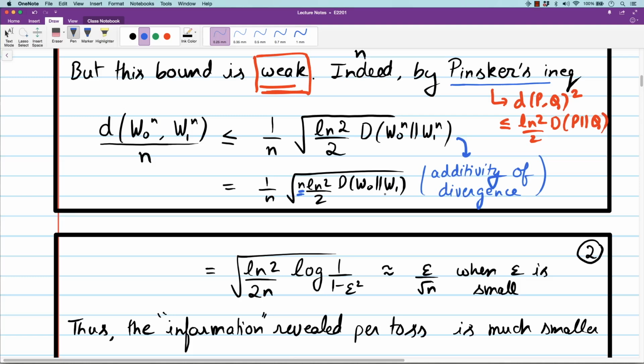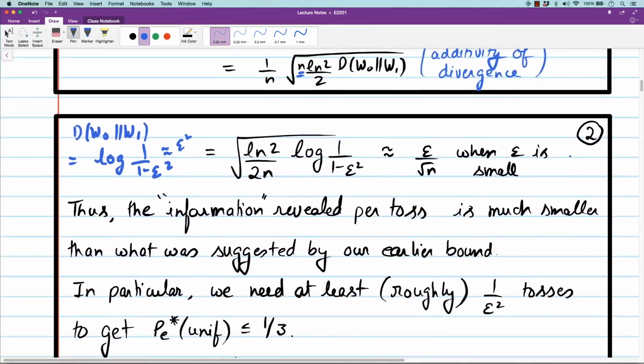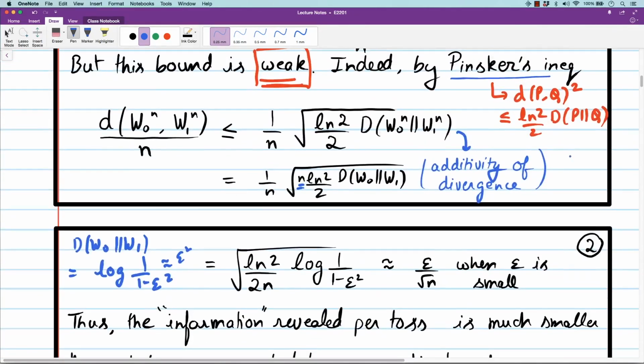We also checked that the divergence between W0 and W1 is equal to log of 1 by 1 minus epsilon square, which is approximately epsilon square. So the conclusion is that this thing is not just epsilon, it's epsilon by root n when epsilon is small because of this approximation. It's epsilon by root n, much smaller than what we thought. Our previous estimate for this was epsilon.